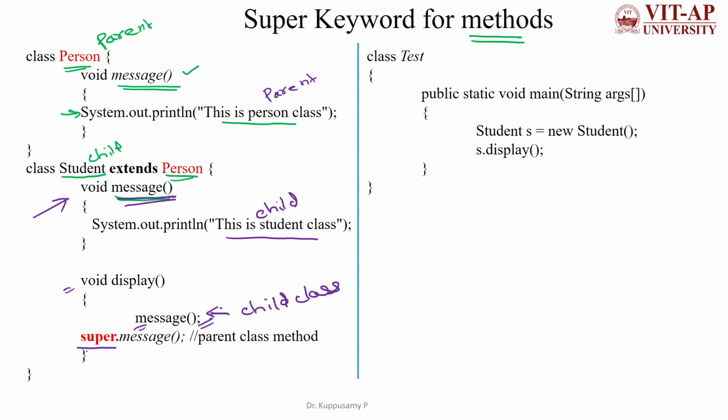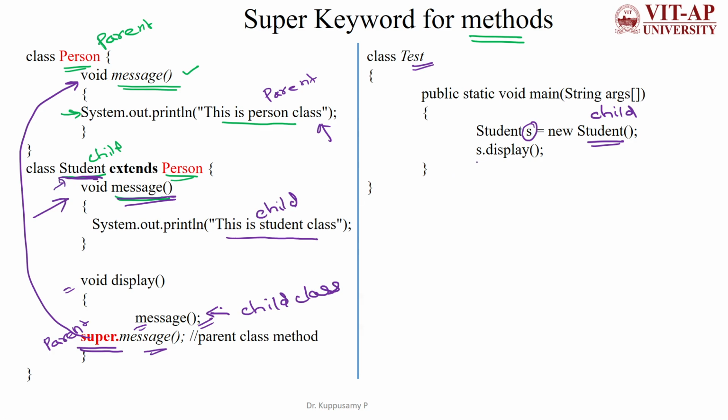Then we are using the super keyword, which means parent class dot message. So this is calling the parent method, and when you call this, that statement will execute. After that we are defining the driver class to create the objects. Here the object is created by using the child class. Student is the child class.